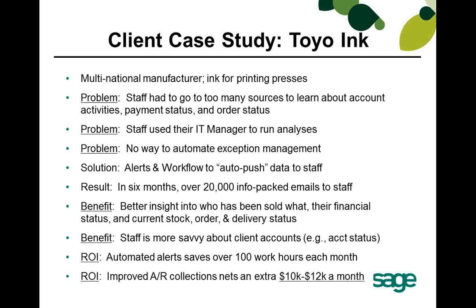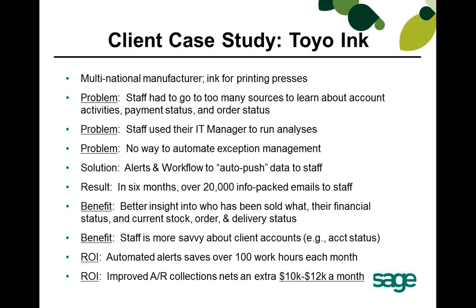Now, I'd like to drop down to the very bottom of this slide because we have to talk about ROI. In the case of Toyo Inc., by automating certain processes that are currently being done manually, they were able to save an estimated 100 work hours every month. And that was through doing things like automating invoicing and collections, etc.